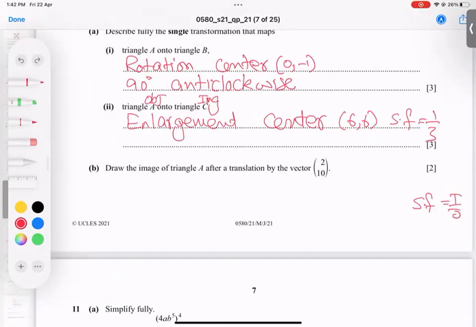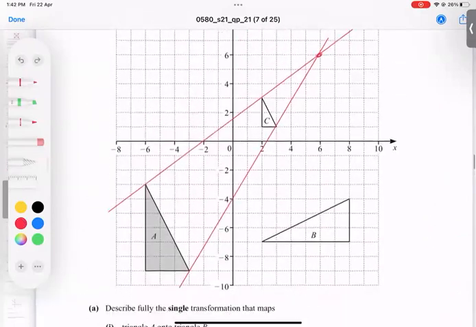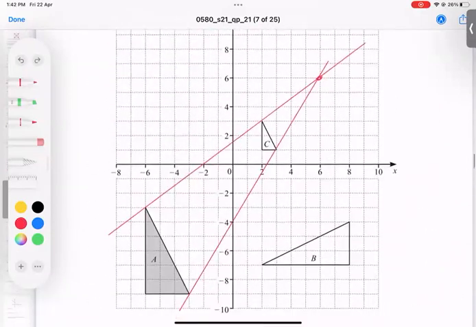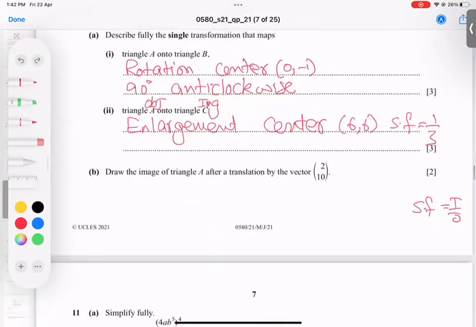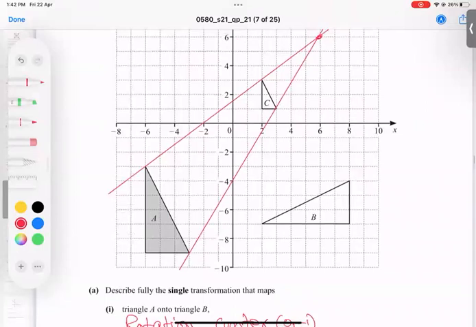And now draw the image of this one, translation. So how do we do the translation (2, 10)? In which diagram? A diagram. X is 2, Y is 10. Make sure both are positive. X positive is always the right side and Y positive is always upwards. So it means 2 and 10. Count boxes only, 2 and 10.